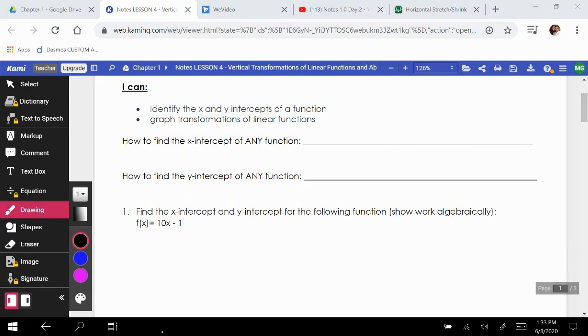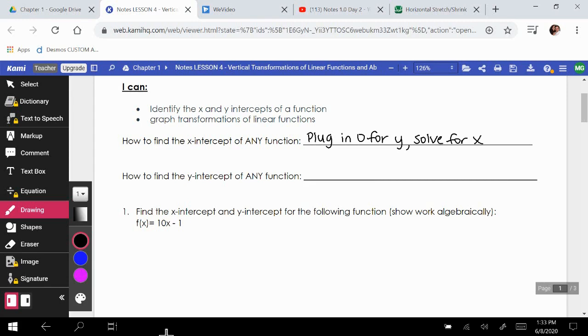Everyone, today our learning goal is to identify x and y intercepts of a function. We are also going to continue graphing lines and talking about transformations of linear functions. So starting off with x-intercepts, how do I find an x-intercept of any function? What you're going to want to do is plug in 0 for y and solve for x.